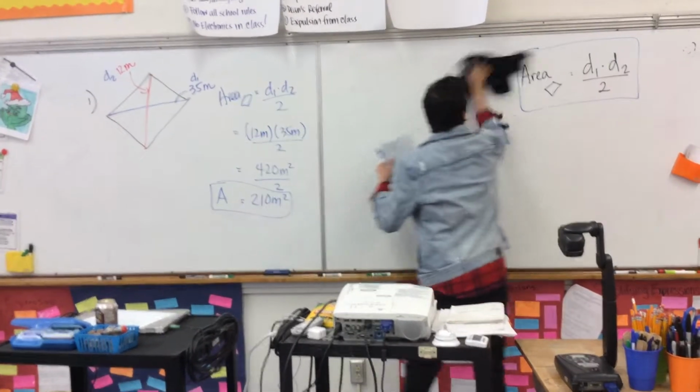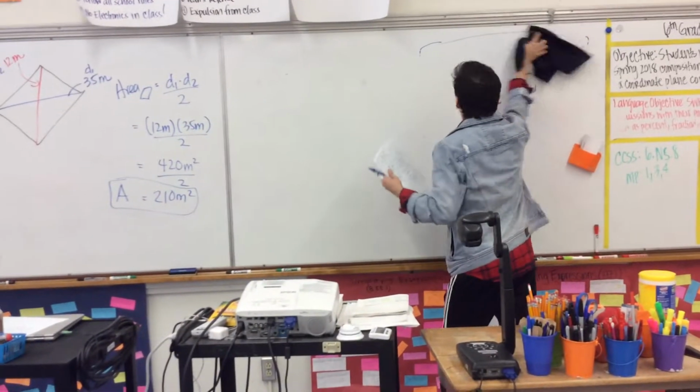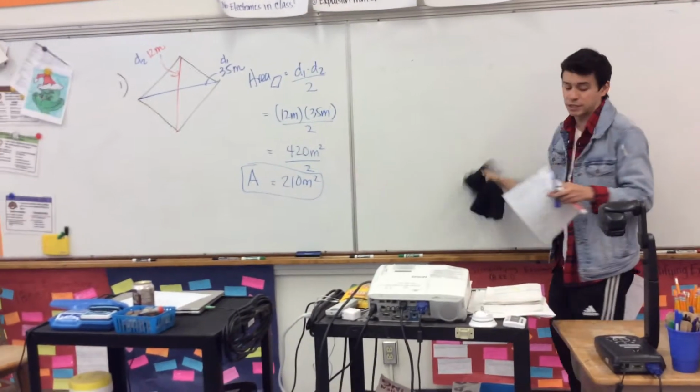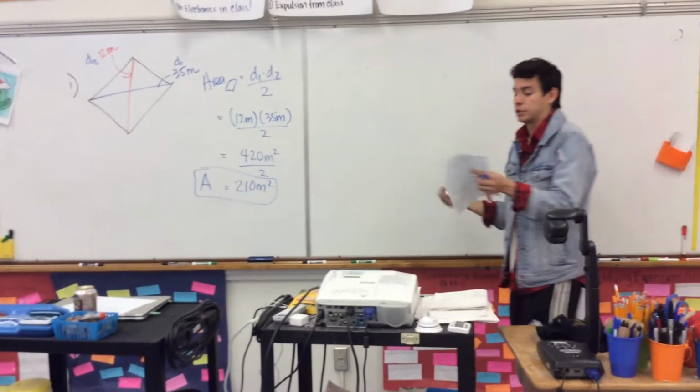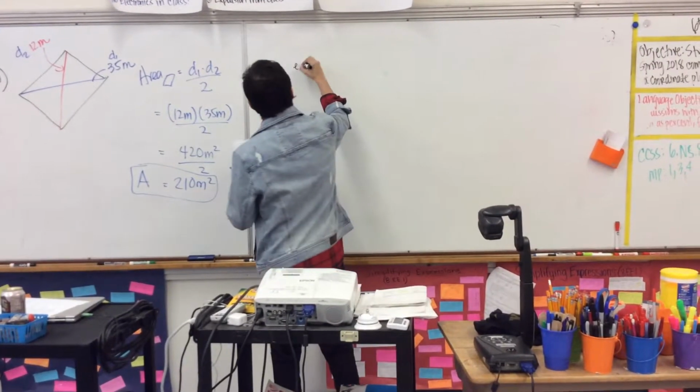Okay? Let's do another one. Another rhombus. Again, rhombus and kite in 6th grade, there's no difference. You're going to see that big fat difference when you go to geometry. Let's go to another example.